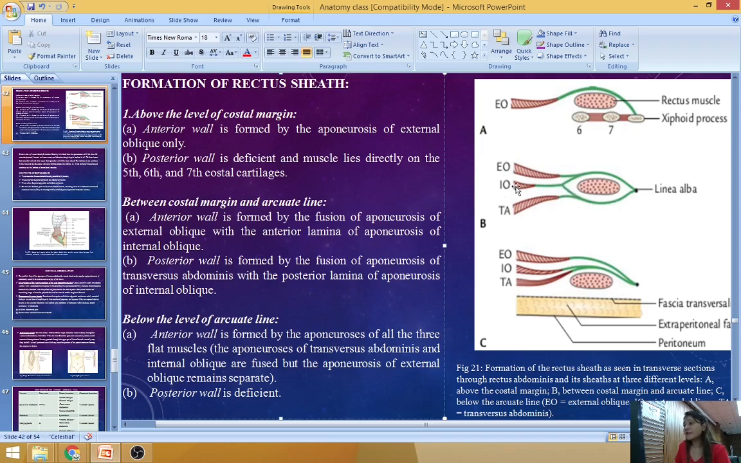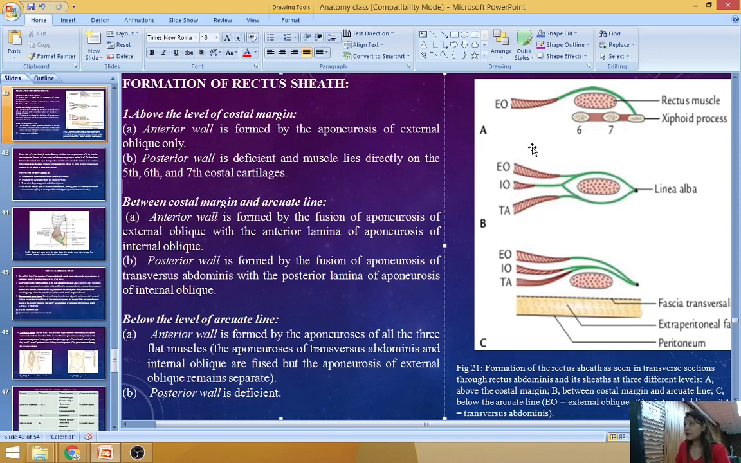Okay, everybody see in the diagram, this is the external oblique, this is the internal oblique, this is the transversus abdominis aponeurosis, and this green color is the rectus sheet, which surrounds the rectus muscle. So this part is the anterior wall and this part is the posterior wall.